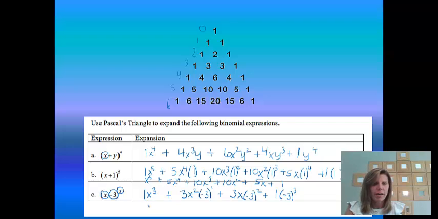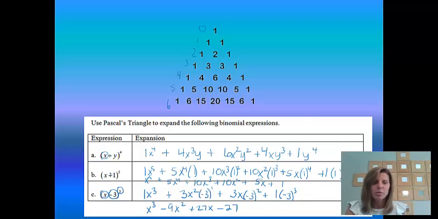And now simplifying it, 1x to the 3rd is just x to the 3rd. And then here, negative 3 to the 1st is negative 3 times the 3 that's already sitting out front, which is going to give me a negative 9x squared. And then here, negative 3 to the 2nd power is going to be 9 times the 3 that's already sitting out there, which is going to be a positive 27, so positive 27x. And then here, negative 3 to the 3rd power is negative 27 times the 1 that's already sitting out there, which is going to be minus 27. So that would be the binomial expansion for this specific problem.